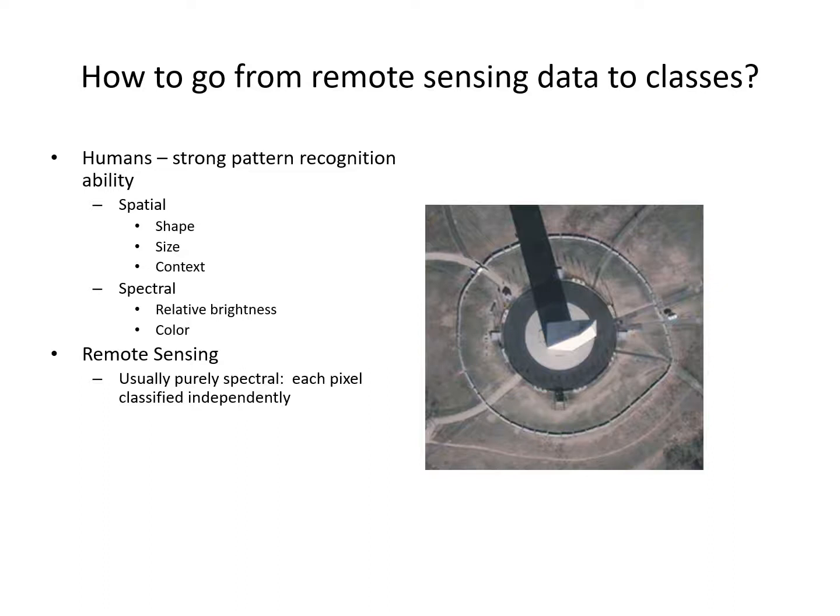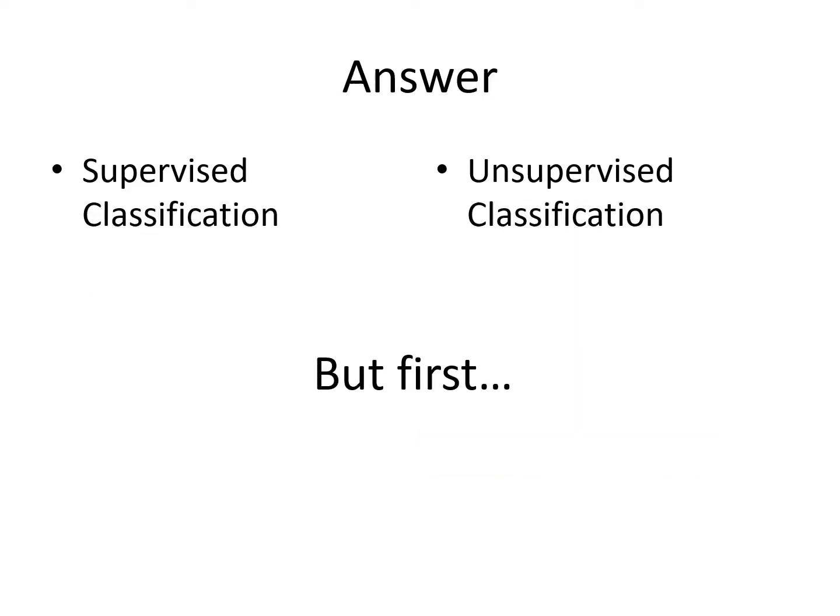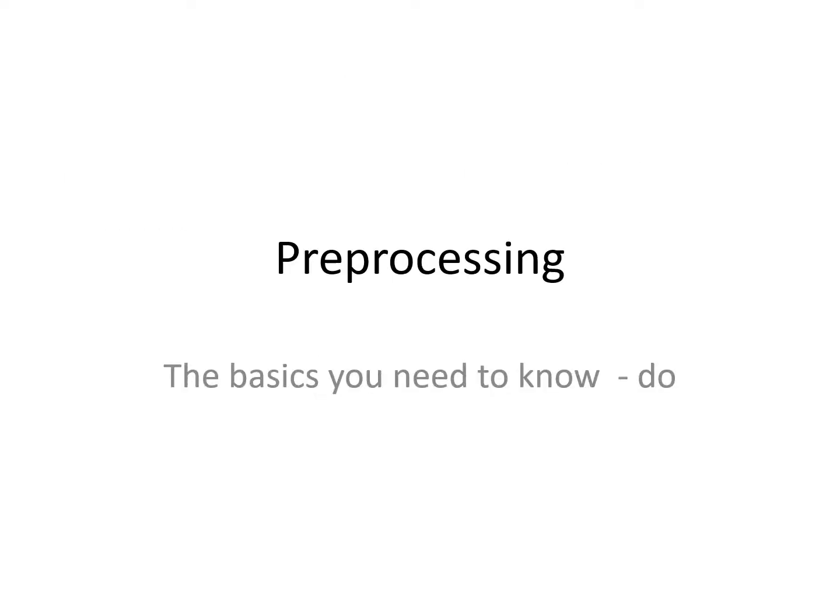We can see patterns really well. We can also look at spatial things like size, shape, and context, and spectral things like relative brightness and color. We can do the remote sensing thing, which is usually purely spectral. So let's take a look at some of these. From the context of remote sensing, we're going to look at supervised and unsupervised classification. But before we get too far into that, we've got to talk a little bit about pre-processing. This is the basics of what you need to know, sort of a general, loosely arranged outline.